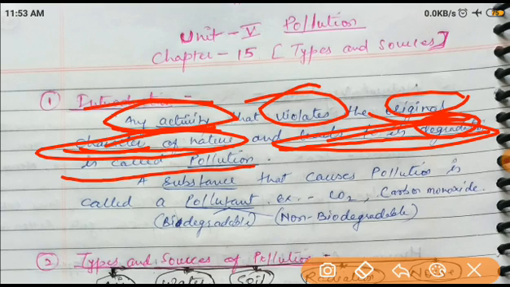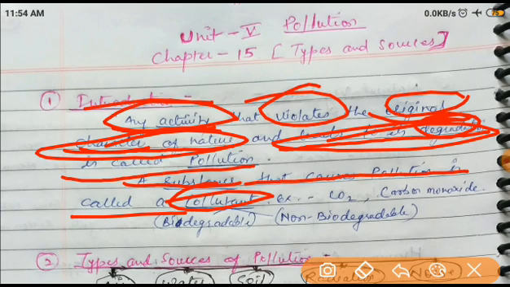But by which thing is the pollution done? By the pollutants. Now what are the pollutants? They are the agents, the substances. The substance that causes pollution is called a pollutant. That by which the pollution occurs is called a pollutant.